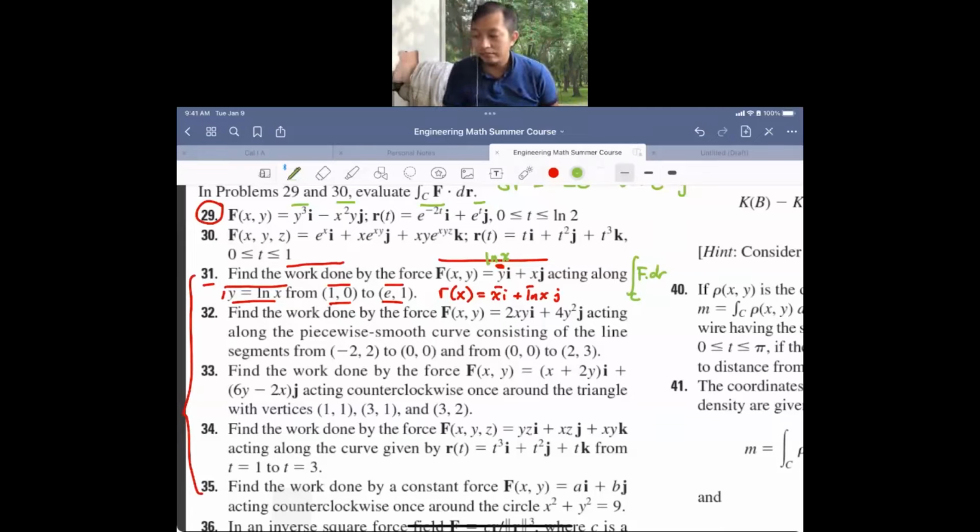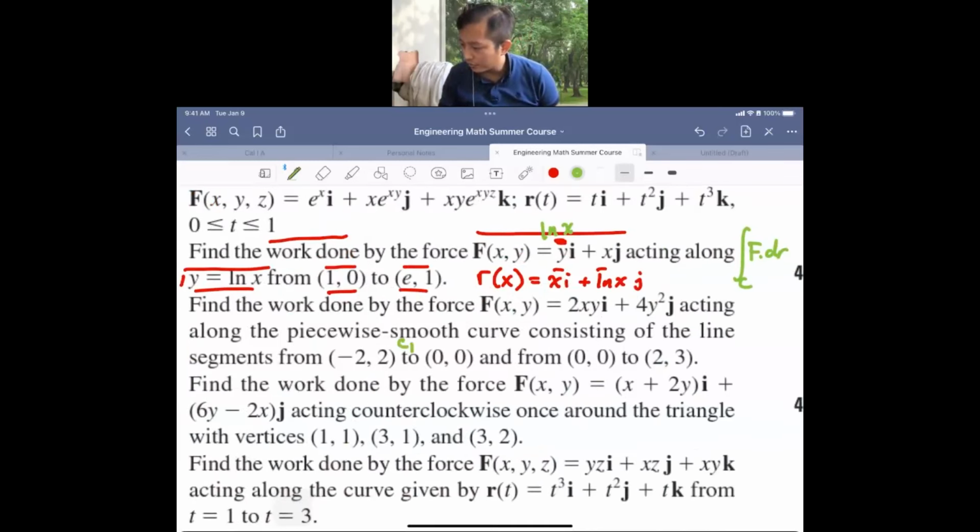Number 32 is basically the same as the previous number, but the difference is we have two line segments. So we have C1 and C2. So this is C1, this is C2. Okay, C1 and C2. So you need to define these curves first.